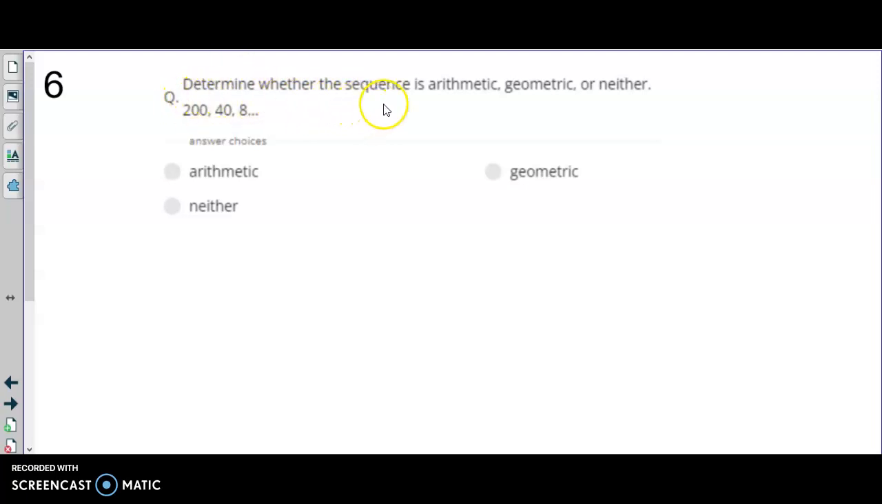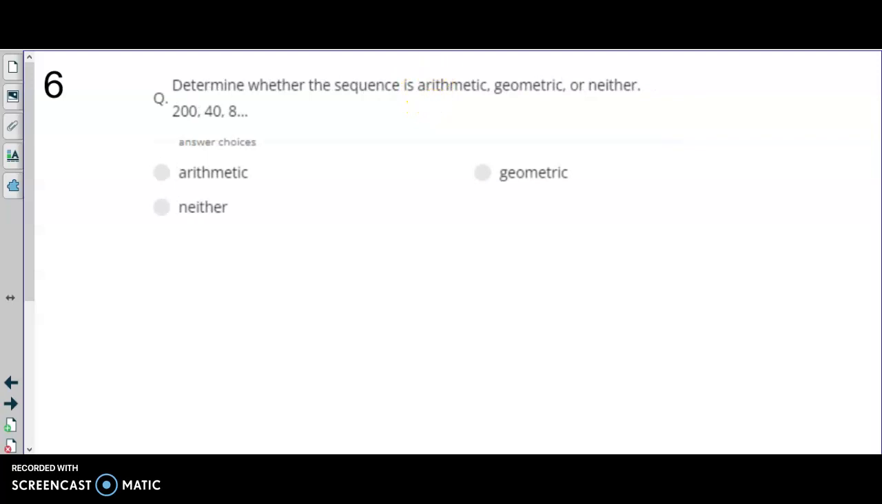Determine whether the sequence is arithmetic, geometric, or neither. So a couple of things to remember here. An arithmetic sequence is when you add or subtract by the same number every time, which means that it has a common difference. A geometric sequence is where you multiply or divide by the same number every time, which means it has a common ratio. And then if it's neither, it doesn't have a common difference or a common ratio.